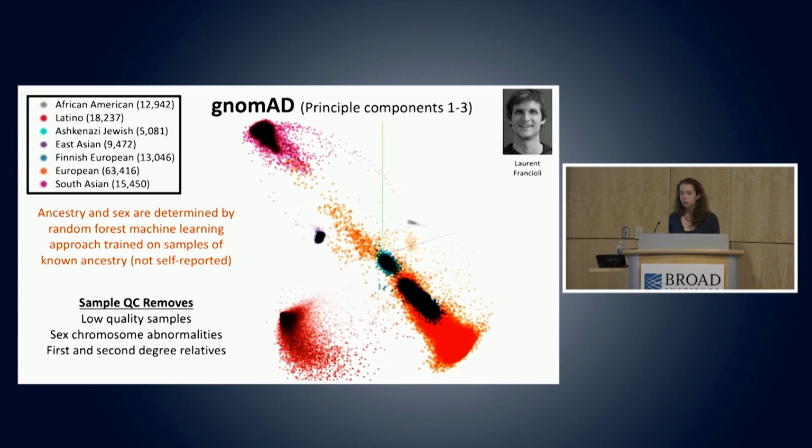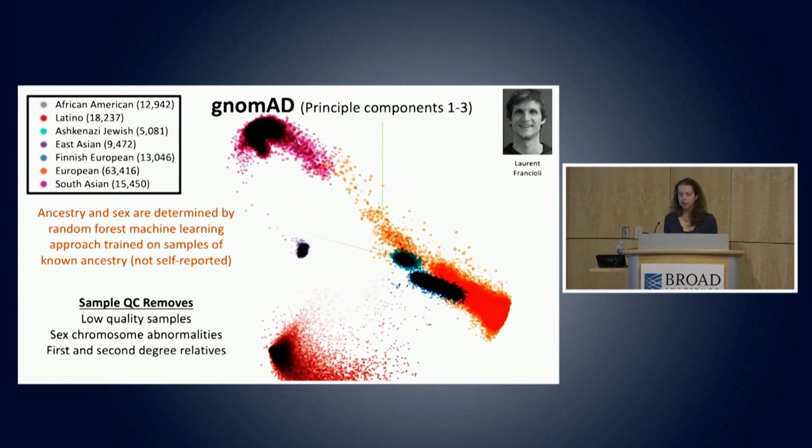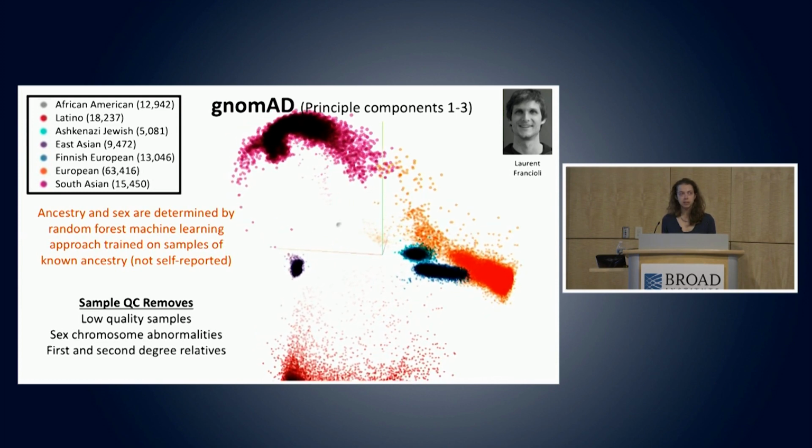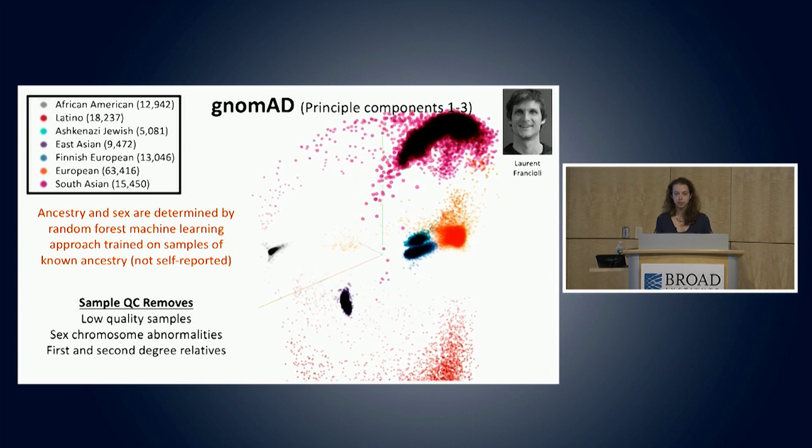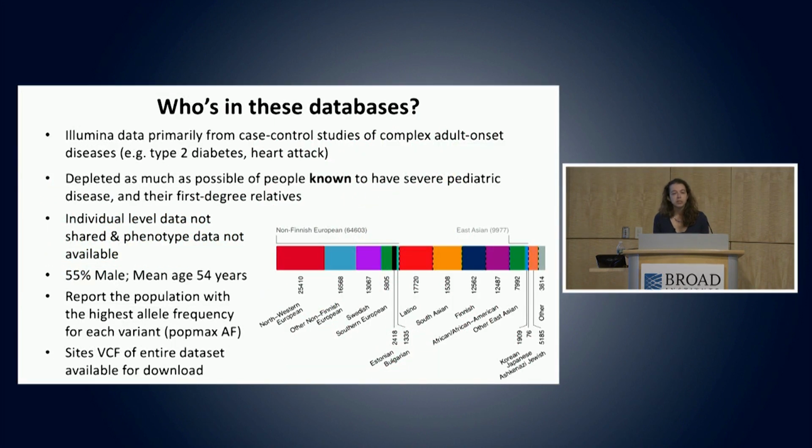We also remove low quality samples from this data set, and any samples with sex chromosome abnormalities, and first and second degree relatives, again by genetic data. So these aren't completely healthy people. I don't know where we would find 10 completely healthy people, let alone 140,000.